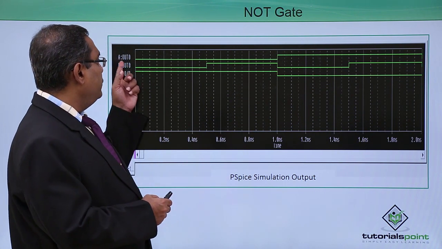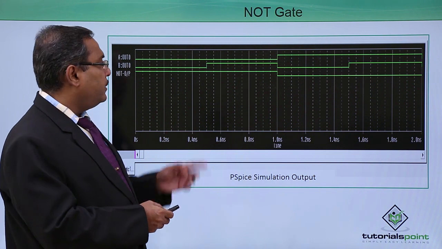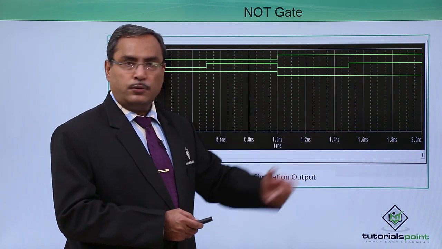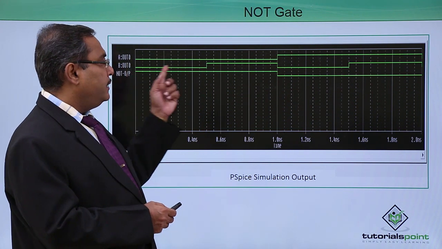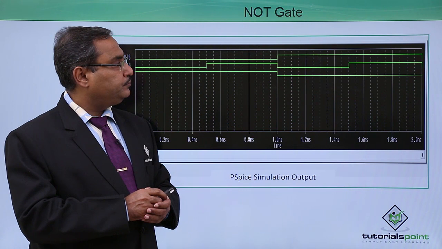So now here you see we have made this A bar. So this is my A, and I have made that one A bar. So when it is low, output is high. When it is high, output is low. So here this B line is not having any connection with this NOT output.